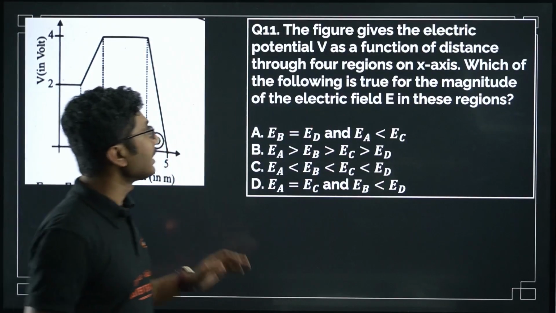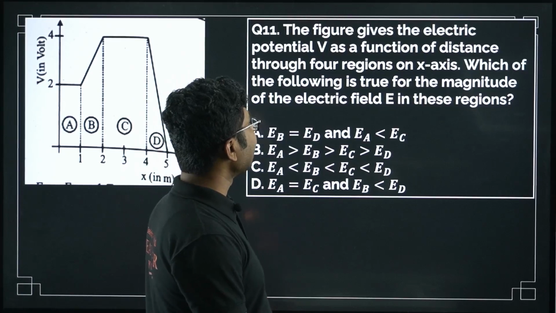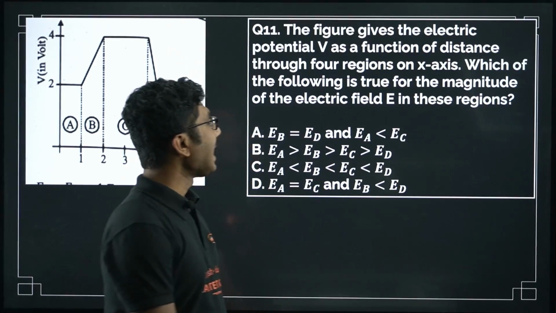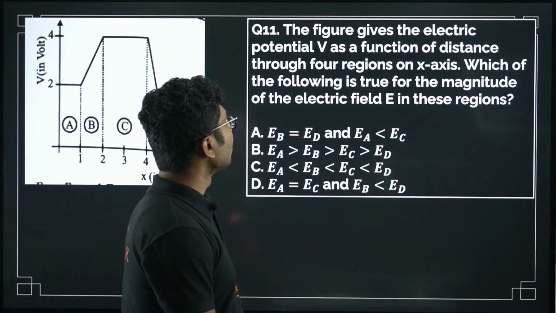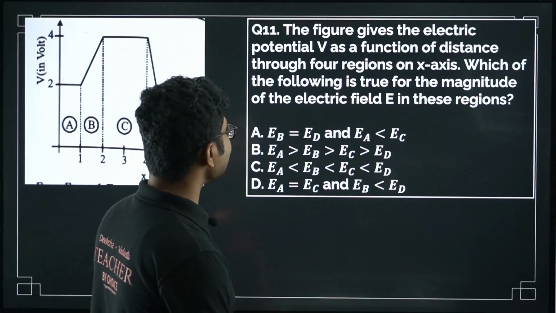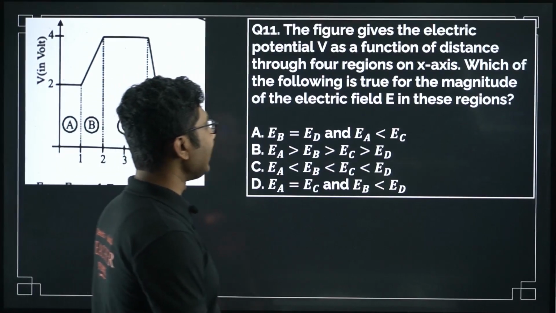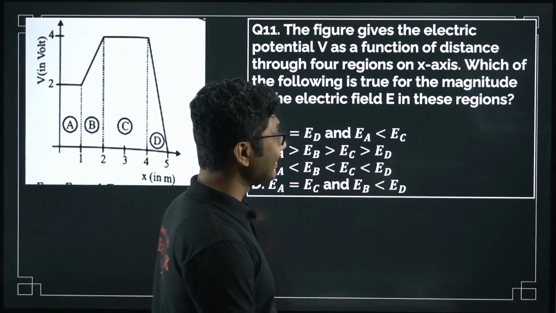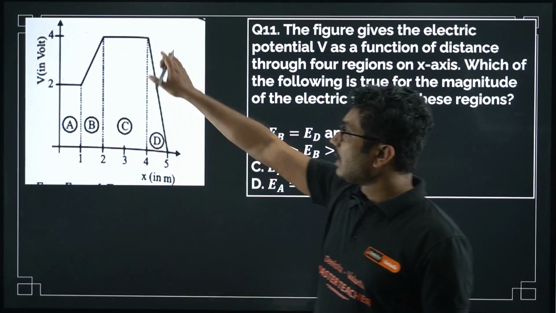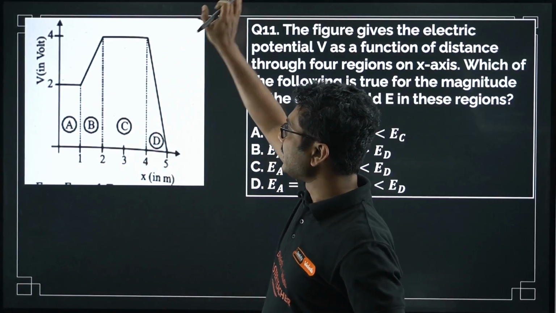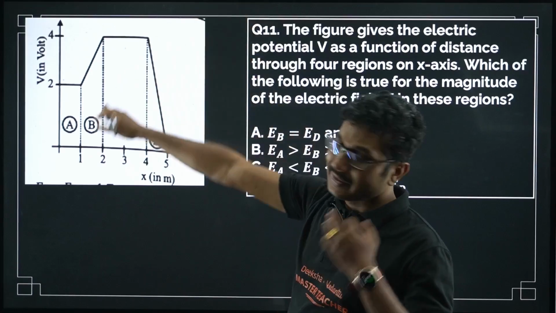I am coming to the figure. The figure gives the electric potential V as a function of distance through 4 regions on the x-axis. Which of the following is true for the magnitude of the electric field E at these regions? So here is the given graph. So you have to calculate where the electric field is most, where the electric field is less, like that.